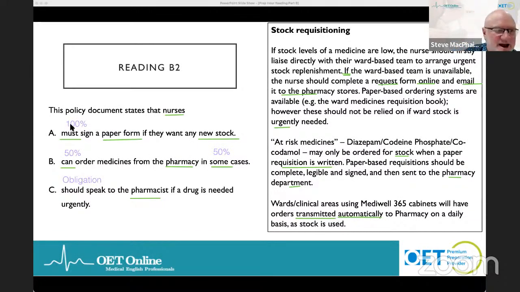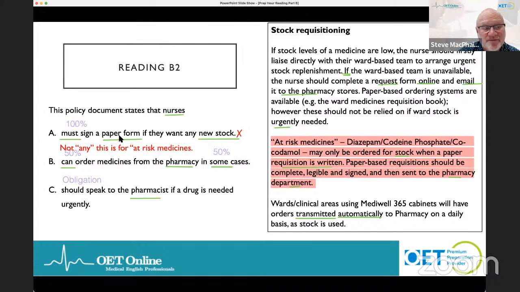Right, let's have a look at A. The policy document states that nurses must sign a paper form. Well, must, all right. But we've got here, it doesn't quite match, does it? Must sign a paper form if they want new stock. But it says here they can do an online form, doesn't it? Nurse should complete an online form. So yes, people are saying A is incorrect. I agree.